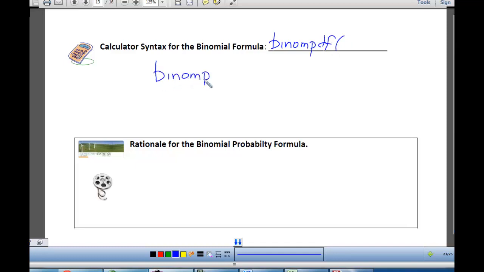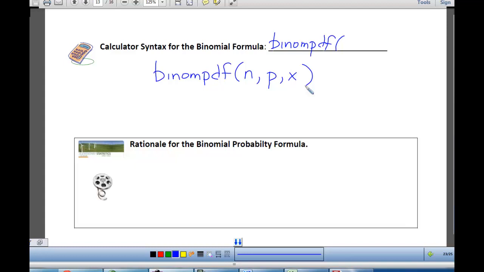Binom PDF. The syntax is N, P, X. We're going to tell it what N is, followed by a comma. We tell it what P is, followed by a comma, and then X. Okay, you know about this already? Yes, it's exciting. Binom PDF. So we don't have to remember the formula. We just need to remember when to use it.